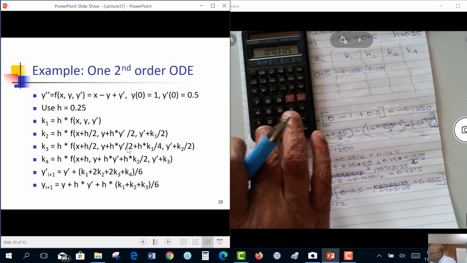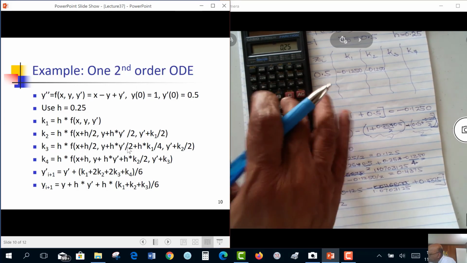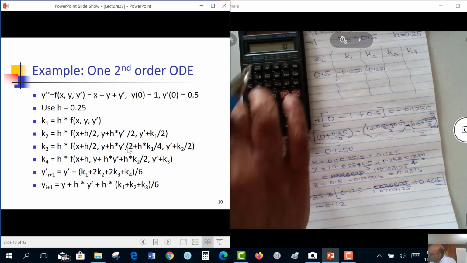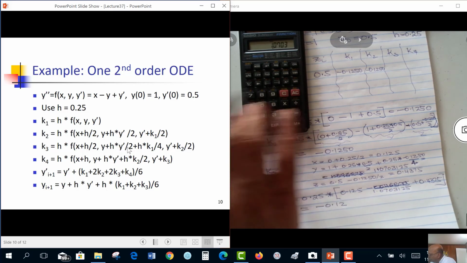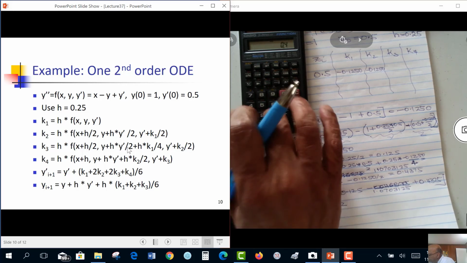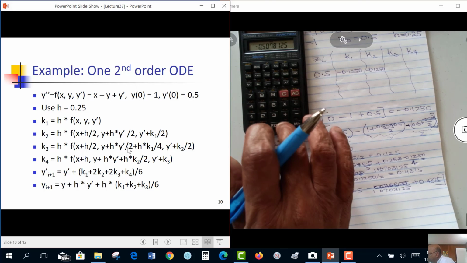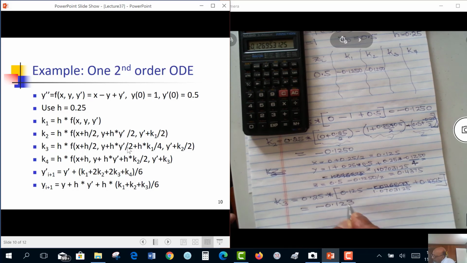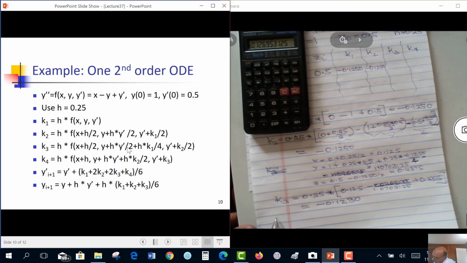So let's calculate again. 0.25 times 0.125 minus 1.0703125 plus 0.4375. Okay, 1230. I think that should be okay. Now let's go to K4.